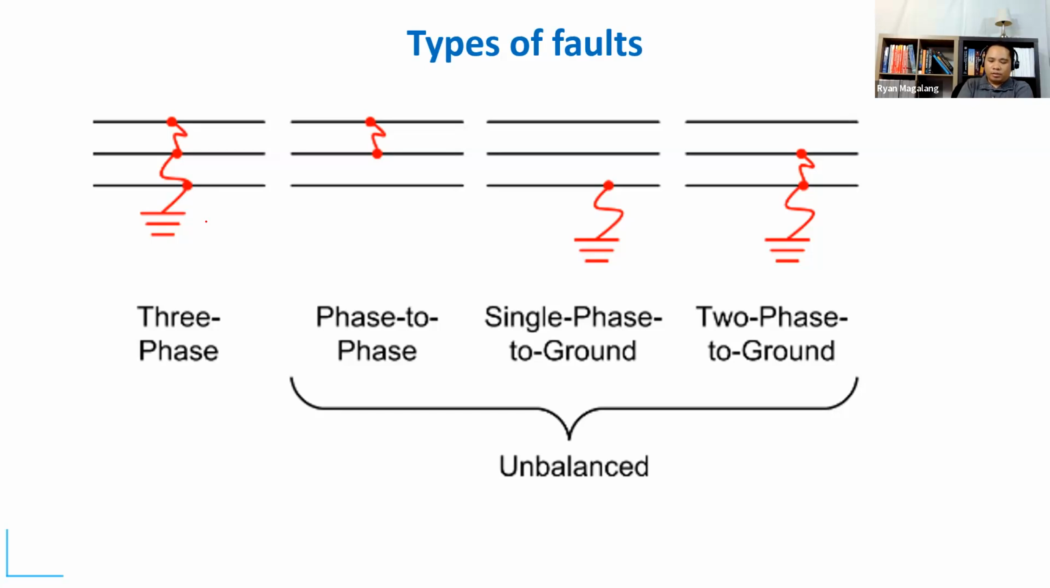Then you have your phase-to-phase faults, which are three types. That's your AB, BC, and CA. And then you have your single phase to ground.